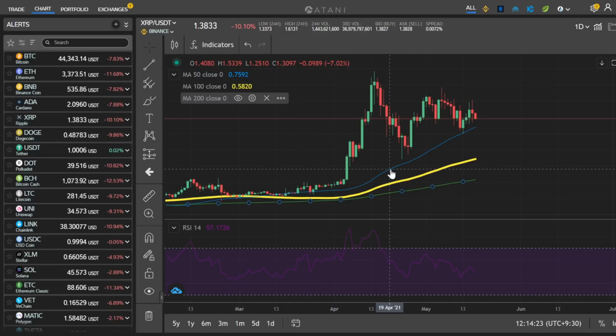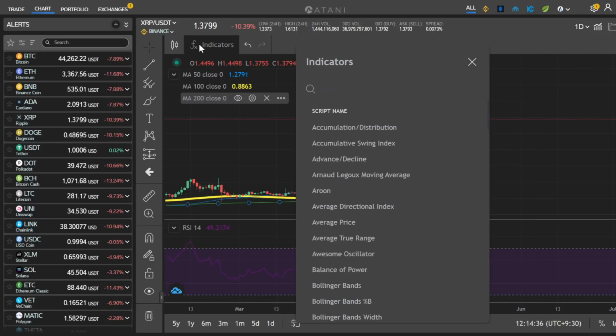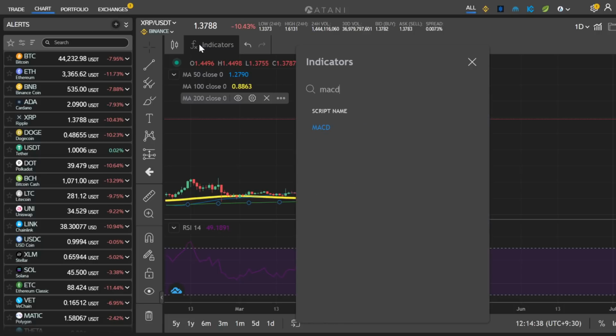So be mindful and always have multiple reasons why you're coming up with the assumption that you're coming up with. Ultimately, that is what we're all doing. We are assuming, but we're using these indicators to give us some form of signal. The next one is a MACD.